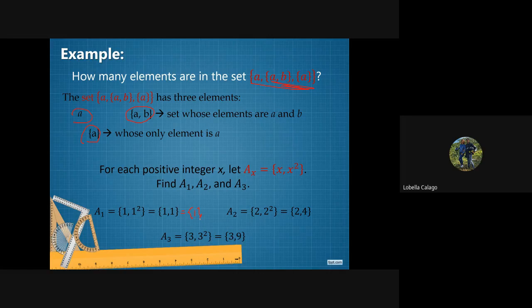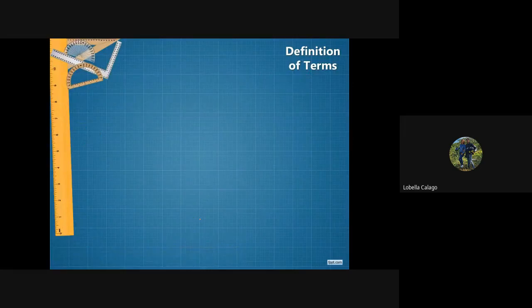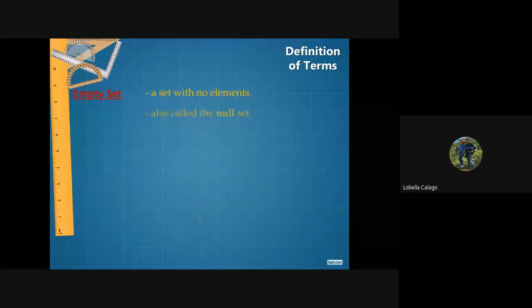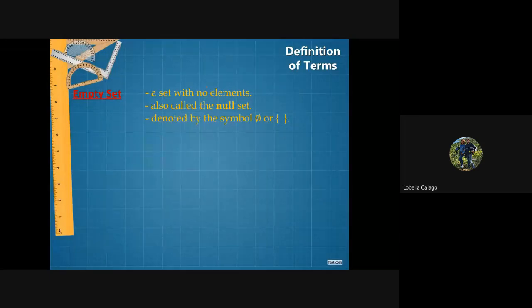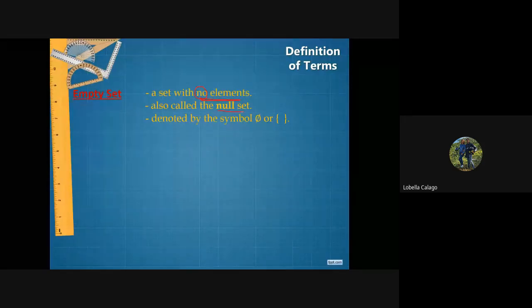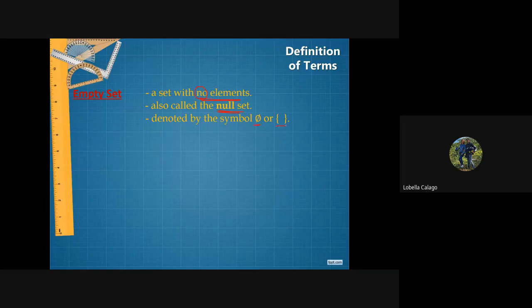Okay, so next. So after that, we will go first to the definition of terms. So what are the definition of terms that we can see here? So we have empty set. So ano yung empty set? So empty set is walang element. There is no element. Minsan sinasabi sa kanya o tinatawagan siya is null set and is denoted by this one or this one. So, pag sinabing empty set, pwedeng ganyan or an open and closed braces with no element.